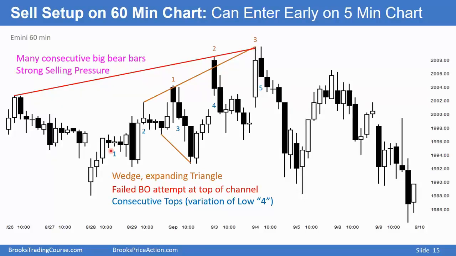Even though it's a low 5, 1, 2, 3, and then 4, 5, it's still a variation of a low 4. I prefer to use the term consecutive tops because a lot of times low 4s can be consecutive wedges. So it could be a 3 and a 3, it could be a 2 and a 3, it could be like here, a 3 and then a 2. The important point is the market tried to top, it failed. We got a couple more legs up, and the second attempt at a top was successful. Higher probability sell when you get a second consecutive reversal pattern.